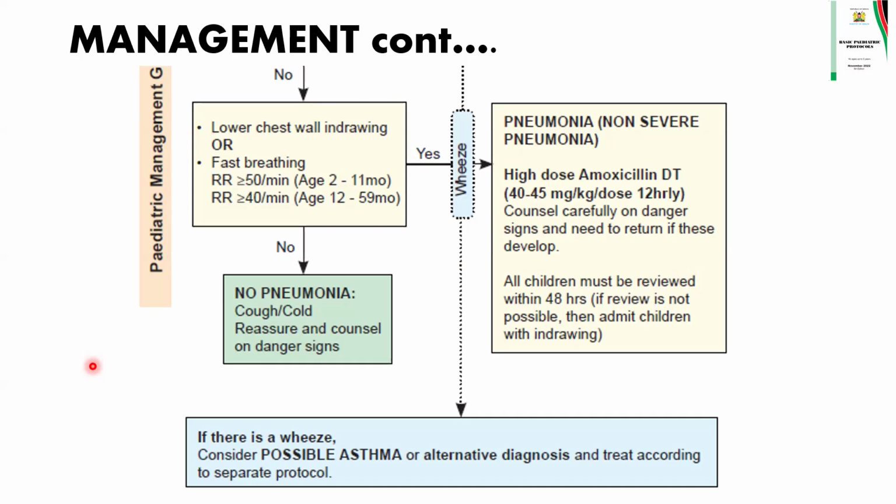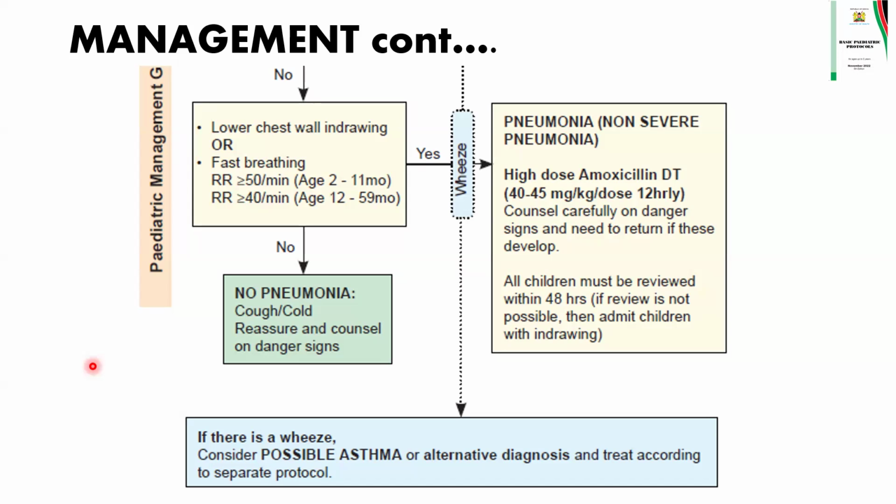And in this case, you give high dose amoxicillin dispersible tablet, 40 to 45 milligrams per kg per dose, 12 hourly. And you counsel carefully on danger signs and the need to return if any of the danger signs we mentioned previously develop. All children must be reviewed within 48 hours. And if the review is not possible, then admit any children with lower chest wall indrawing.